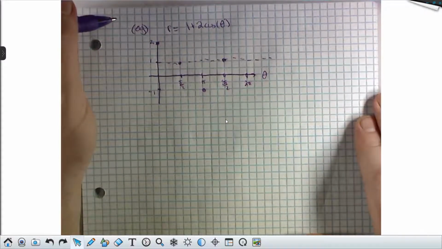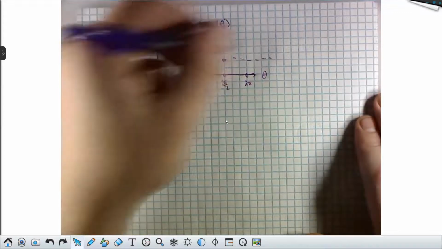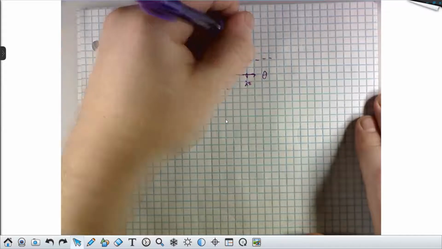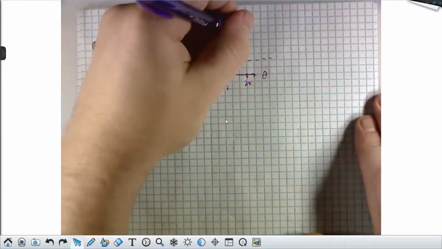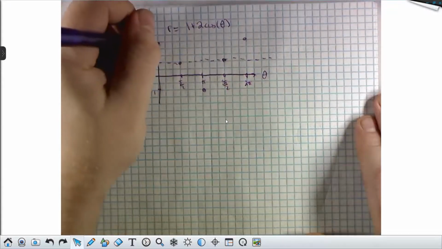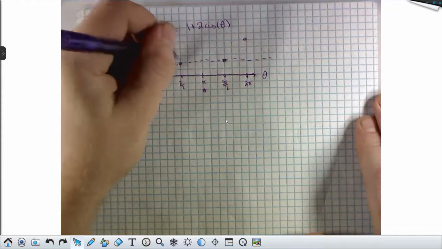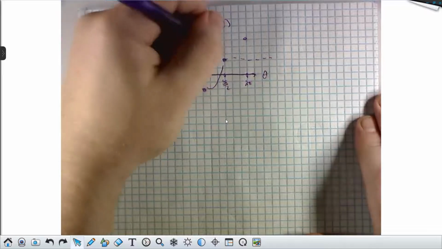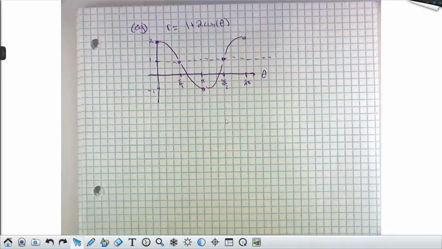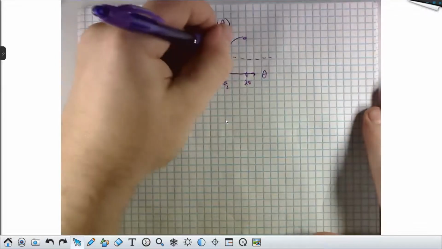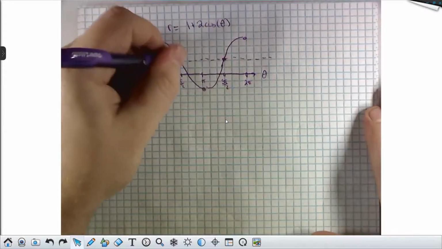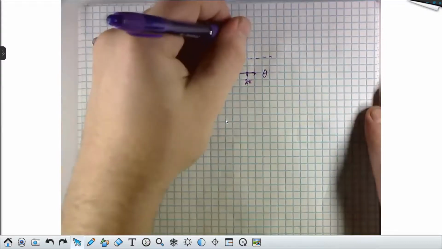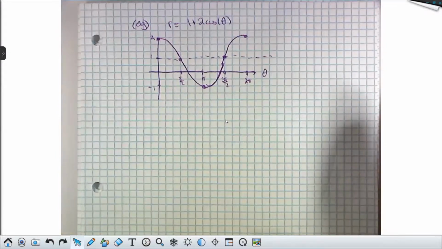And it's going to finish out at the top of its amplitude. So here's my cosine. Looks like this. Amplitude 2, equilibrium is up there at 1. That's it.